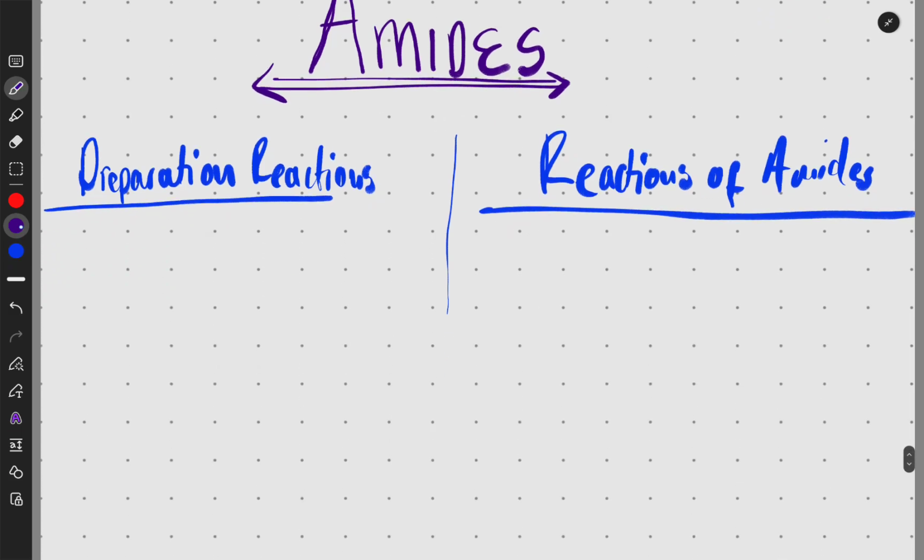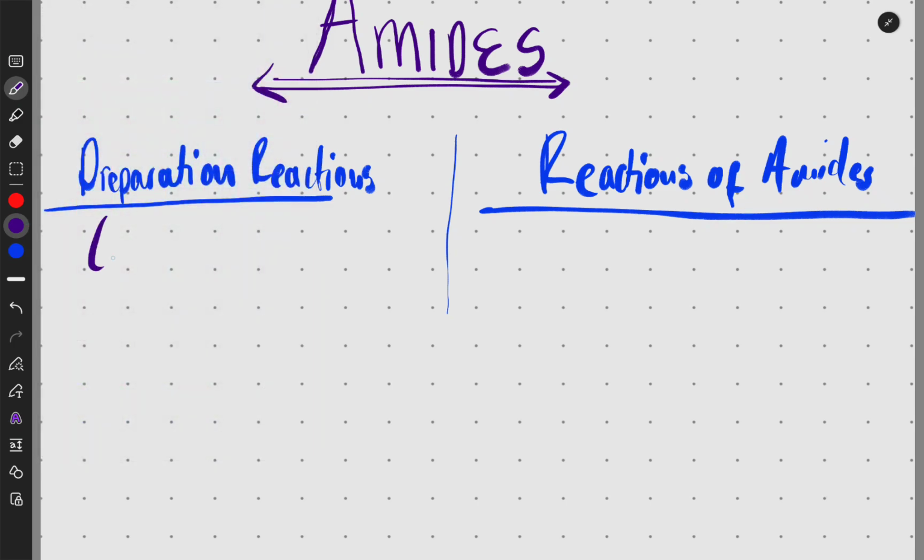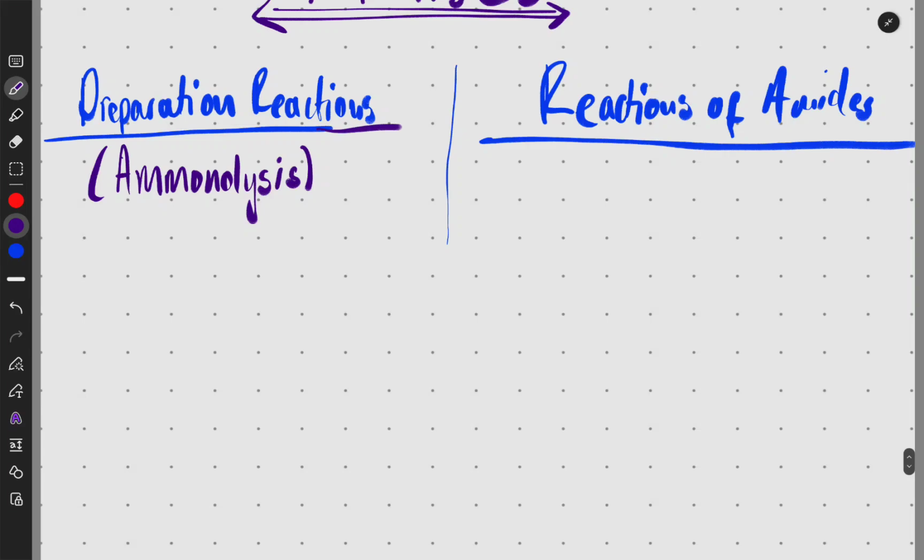Or the last 3, whatever, where we were talking about esters and about carboxylic acids, where we talked about a certain thing called ammonolysis. So in preparation reactions, amides are only made by one way, which is ammonolysis. Ammonolysis is the way to make amides, using esters and carboxylic acids. So we can start with an ester, or we can start with the carboxylic acid.